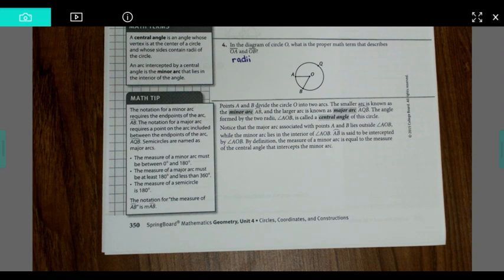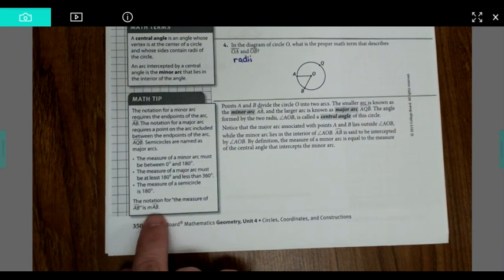The measure of a minor arc must be between 0 and 180 degrees. The measure of a major arc must be at least 180 degrees and less than 360 degrees. And the measure of a semicircle is 180 degrees exactly. The notation for the measure of arc AB is M arc AB.